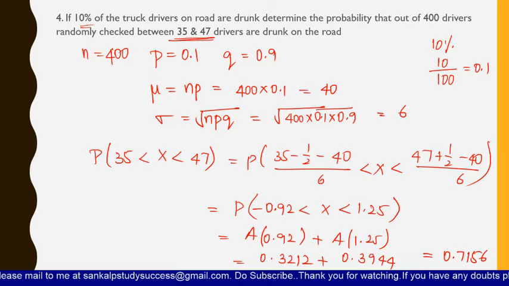So these are the most important questions from the normal approximation to binomial distribution. So I think it is very clear.